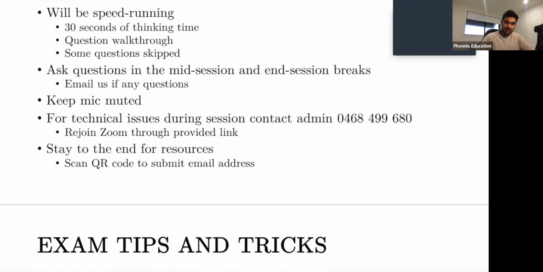Yeah, so that brings me to pretty much the technical side of things. So keep your mics muted unless you pick up on a mistake, in which case just unmute yourself and let us know. If you do run into any technical issues like Rawaj seems to be having, just rejoin the session. Or if you really can't get in or there's some serious issue, you can contact admin and let them know.